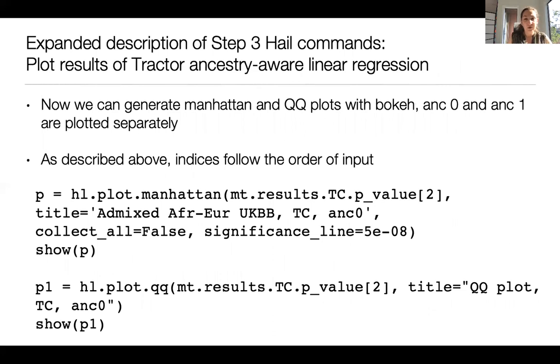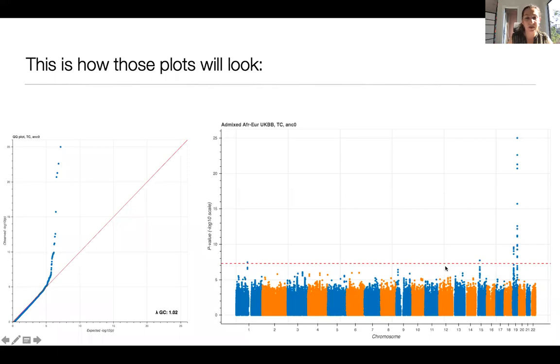In our Jupyter notebook, we also provide some code to generate Manhattan and QQ plots. You can select the term you would like to plot by its index, as we talked about in the last slide. And you can use the Hail commands plot.manhattan and plot.qq to visualize your results. So here we're pulling in our TC struct from the p-value. We want the third term, or the index of 2. And here is what those plotting commands will produce. By launching those commands, you'll end up with figures that look exactly like this.